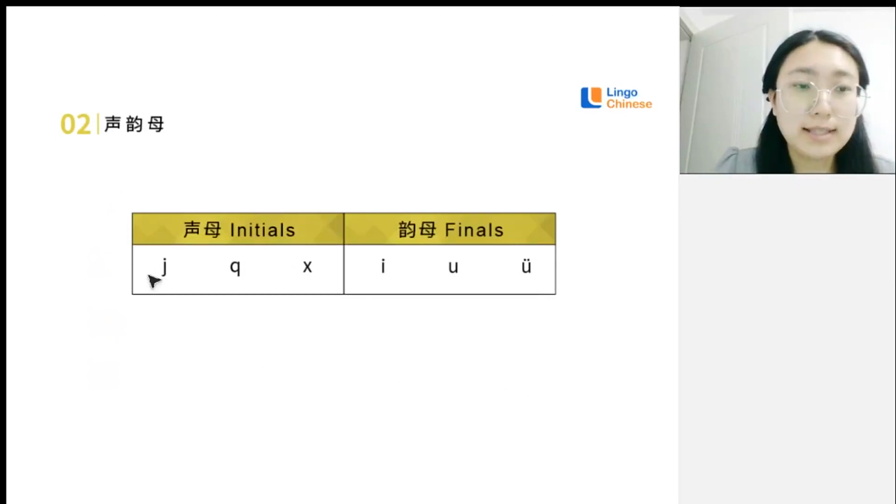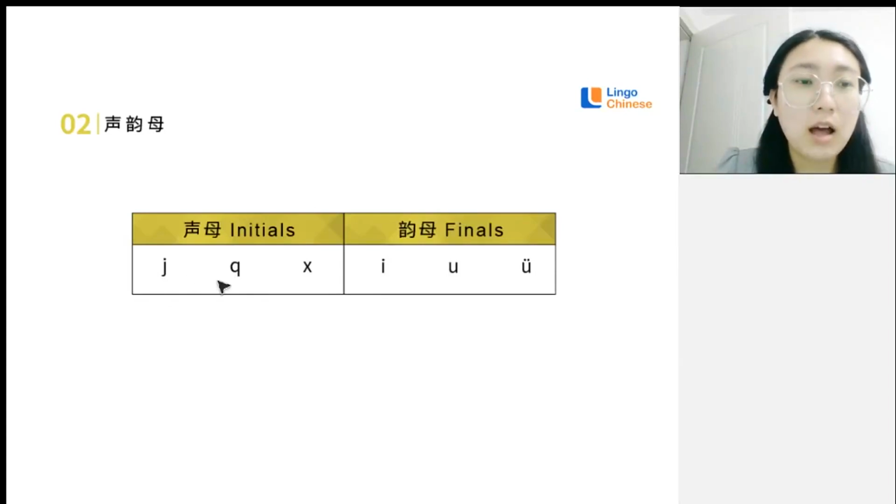This one is 鸡, and this is 七. This is 西. Actually, these three initials don't have a corresponding sound in English, so it could be a little difficult for you. I think you can just listen more and practice more, and maybe one day you will pronounce correctly. So I will speak it for you again.